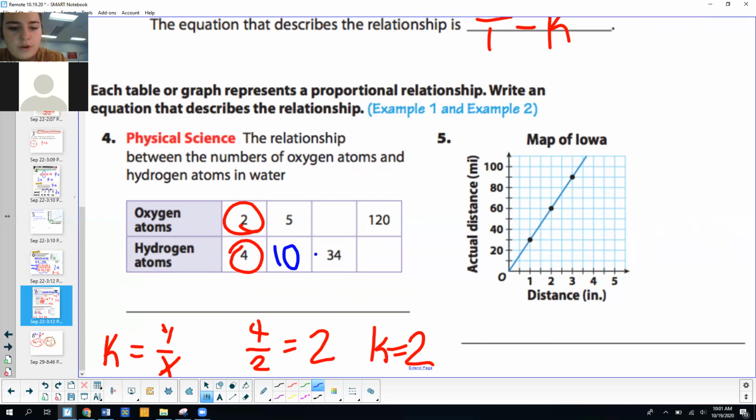All right, but we've got our y here. To get from x to y, we've been multiplying by 2. So to get from y to x, we're going to divide by 2. So 34 divided by 2 is going to give us 17. And then finally, 120 oxygen atoms. We're multiplying by 2 to get to our y value. So 120 times 2 gives us 240. All right, so our equation was k equals 2.